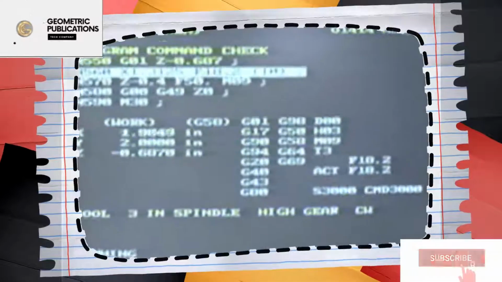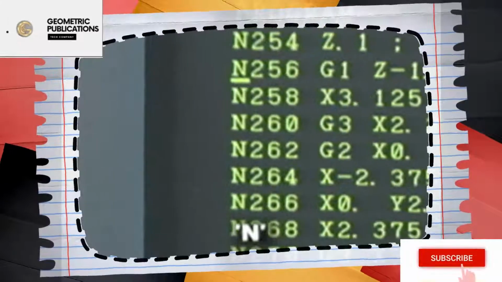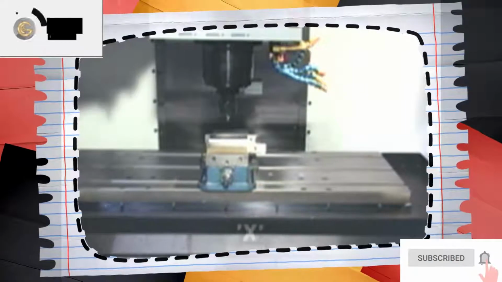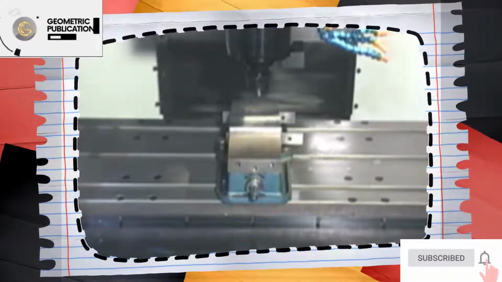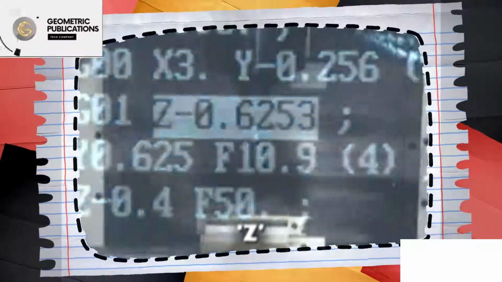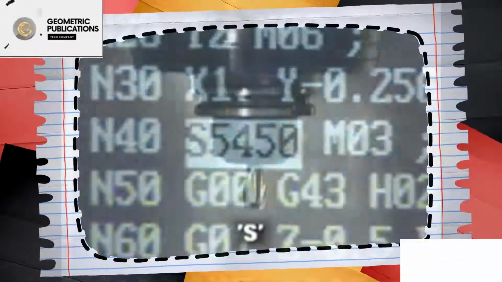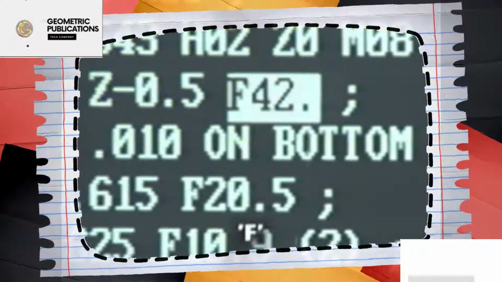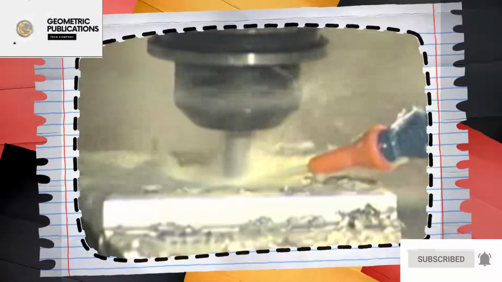Some other common letter addresses include the letter N, which is used to specify a sequence number to identify each command line within a program. The letter X, which designates movement along the X-axis. The letter Y, which designates movement along the Y-axis. The letter Z, which designates movement along the Z-axis. The letter S, which specifies spindle speed in revolutions per minute. And the letter F, which specifies feed rate in either inches or millimeters per minute.